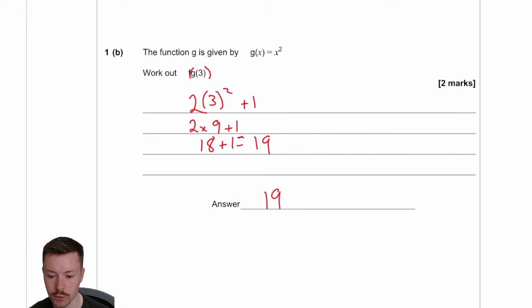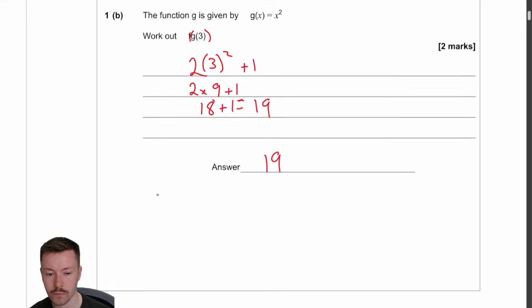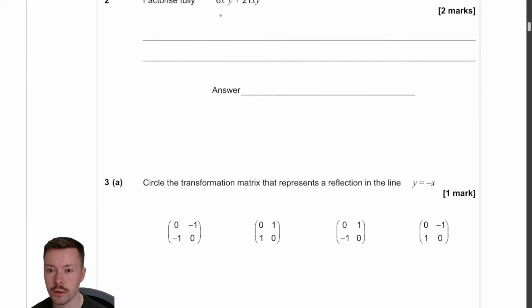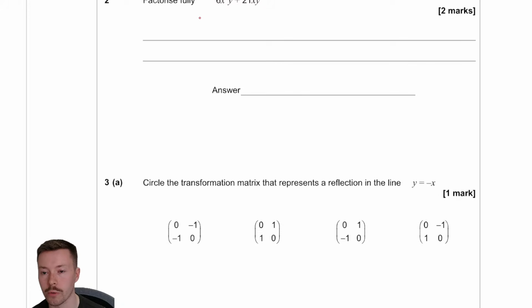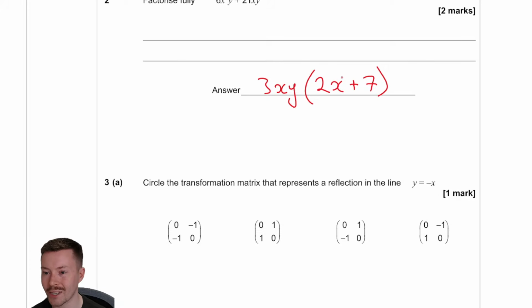Moving on then to the next question. Factorise fully. You can see here we've got numbers in front, so we're going to find the highest common factor of both of those. That's going to be 3. I might as well just put this on the answer line, do it all in one go. So 3, and then we've also got x and y in both. So 3xy, and then it's going to be 2x plus 7. We can't factorise anything out of the stuff inside the bracket, so it must be fully factorised.